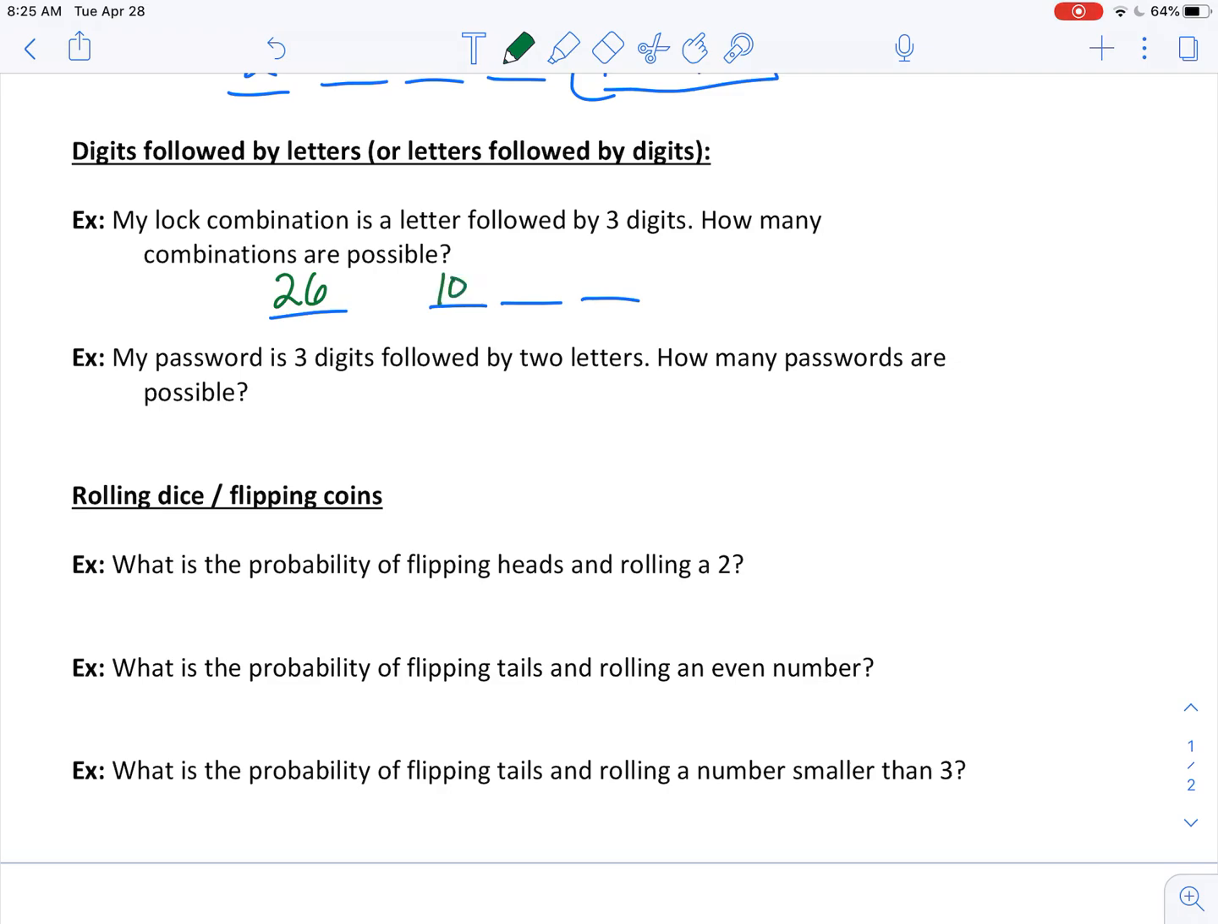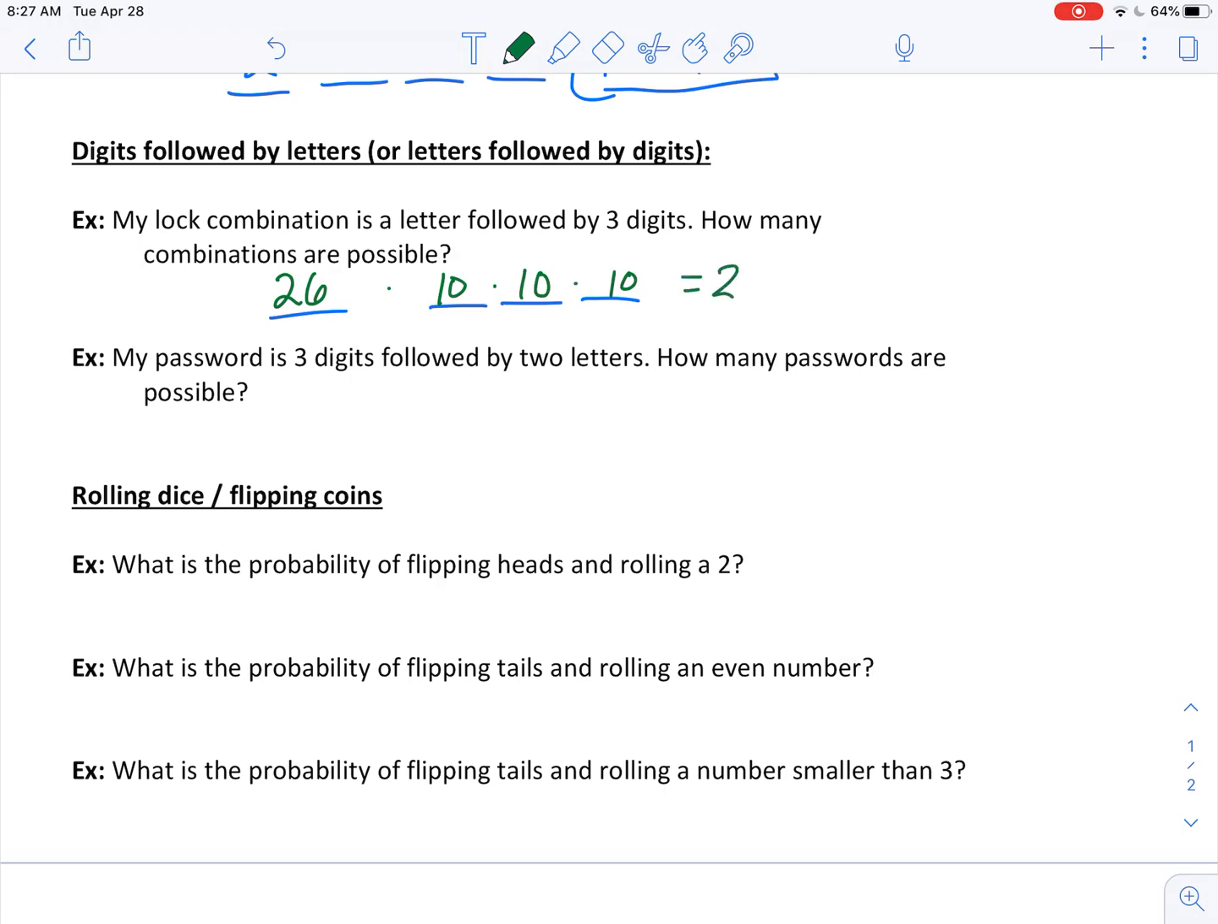So I've got one letter followed by 3 digits. Well, how many letters are in my alphabet? I have 26 to choose from. And then how many digits? I've got 1, 2, 3, 4, 5, 6, 7, 8, 9, and 0. So 10 possible choices here. And my combination could be A000. Or it could be A111, or A777.